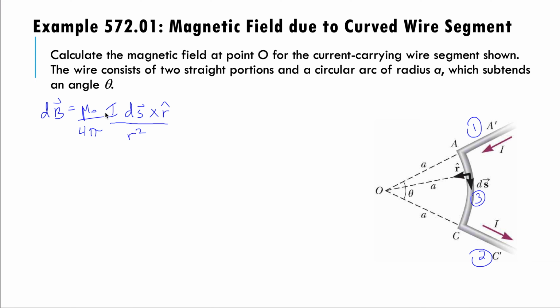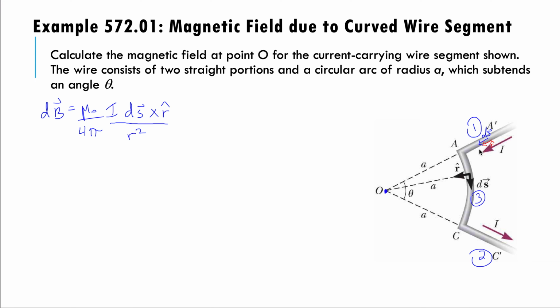So the first step in using the Biot-Savart law is to go ahead and label our length element ds that has a direction in the direction of the current. So let's draw a little ds right here for segment 1. And then the next thing is to draw the r hat vector. The r hat vector points from ds towards the point at which we are trying to calculate the magnetic field, which is point O in this case.